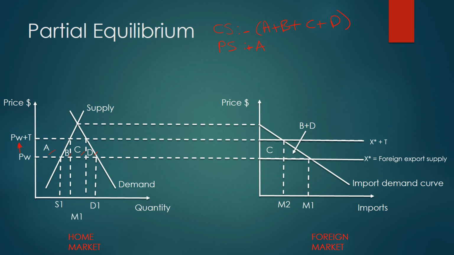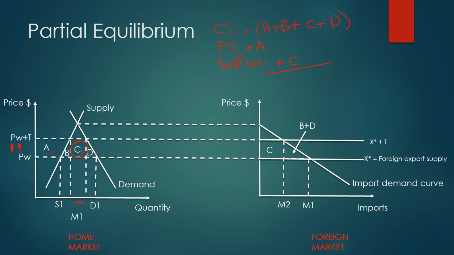And then what happens to tax revenue? So I'm going to put tariff revenue. Well, tariff revenue has increased because we have this level of imports and we have this level of a tariff. So that would equal area C. So tariff revenue to the government is C.